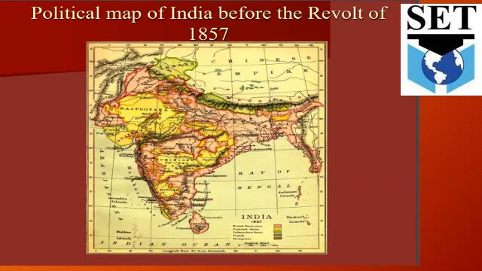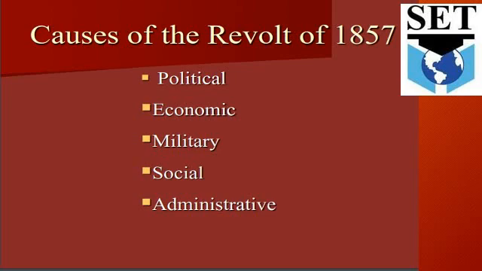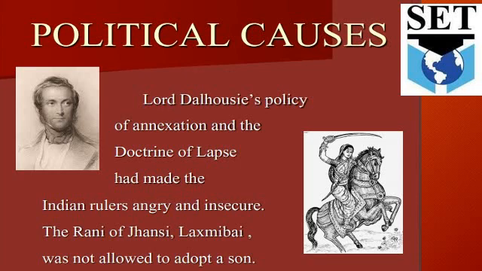This is the political map of India before the revolt of 1857. So what are the causes of the revolt of 1857? There are so many causes like political, economic, military, social and administrative.